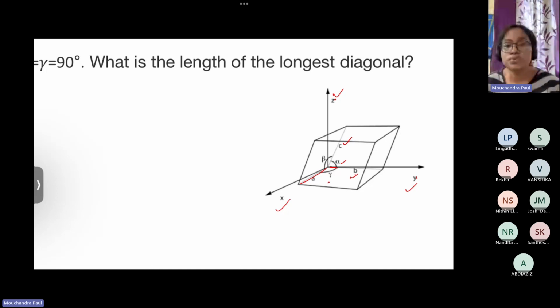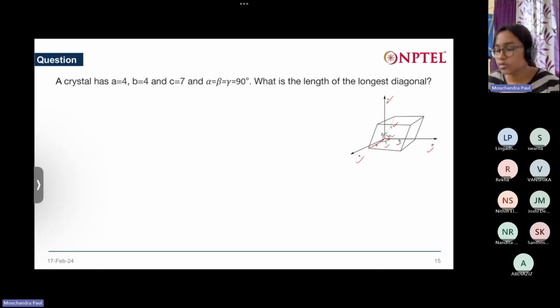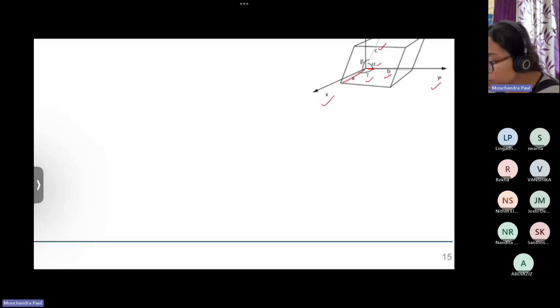In this question, we are given the lengths of the three edges of a unit cell and the angles between them. We have to find the longest diagonal and its length. So let me draw this particular unit cell.